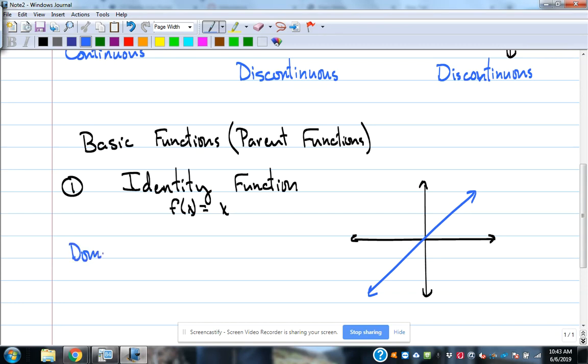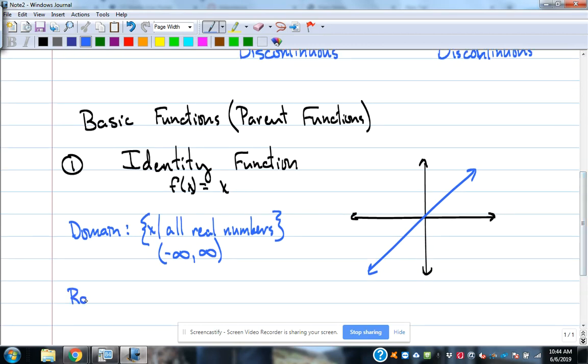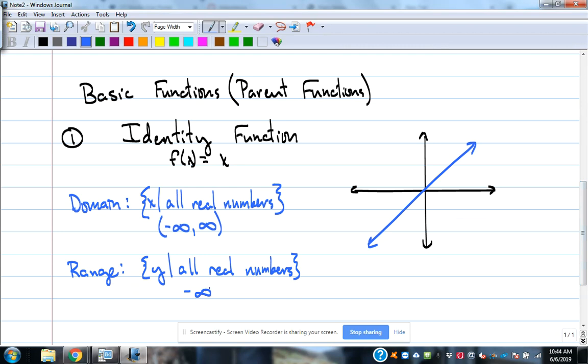The domain of the identity function is all real numbers. Remember, that's negative infinity to positive infinity. The range of that graph is all real numbers. Again, negative infinity to positive infinity. Okay. It goes right through the origin. That's what you've got to notice.